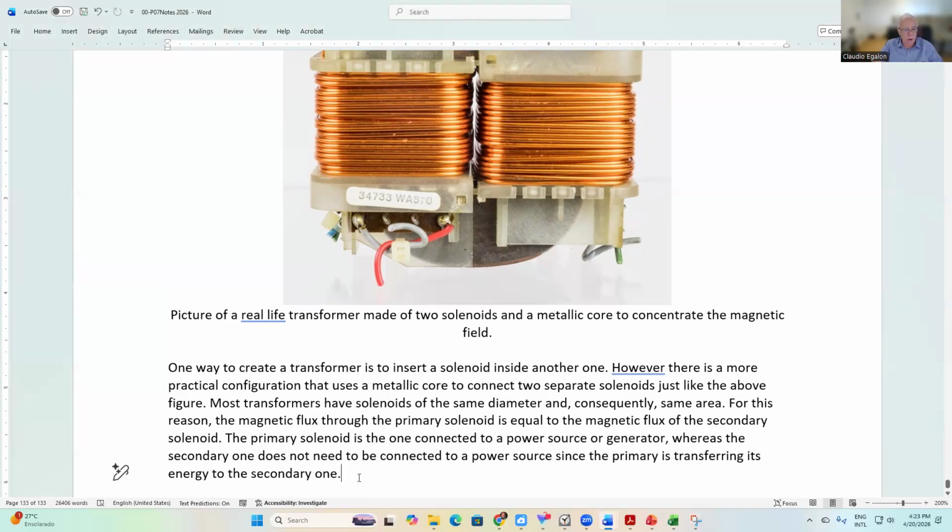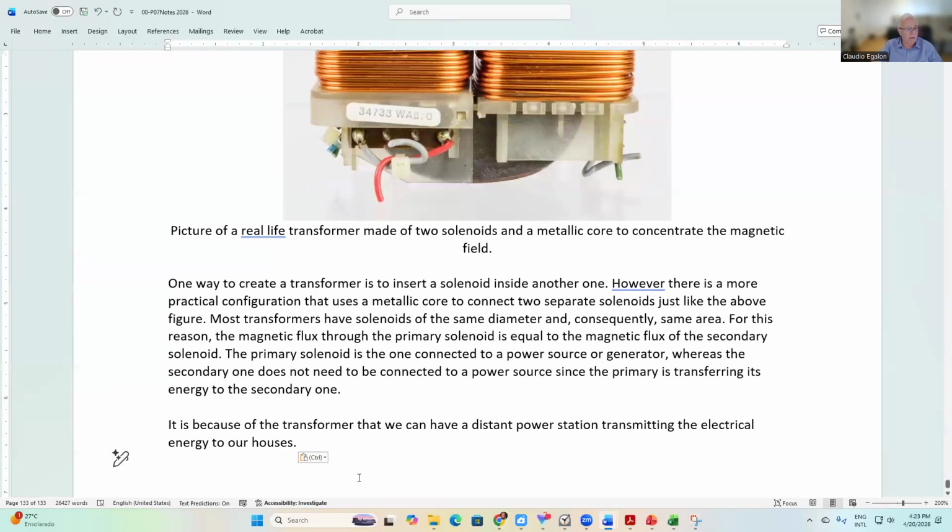And it is because of this transformer, right? The transformer is a very important device. Were it not for the transformer, we couldn't put a power station in a very distant place. And that's what we have nowadays. Most power stations are very far away from your residence. And we can do that. We can concentrate all that infrastructure far away from the residence because of the transformer. And then transmit a different type of current, that is the alternate current.